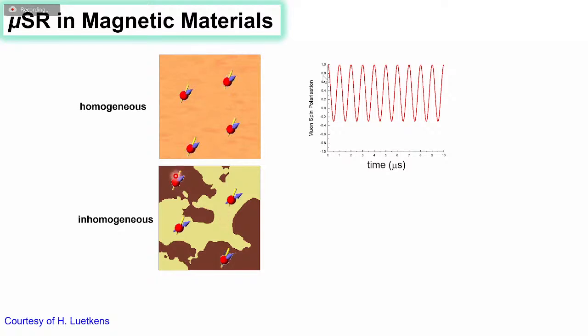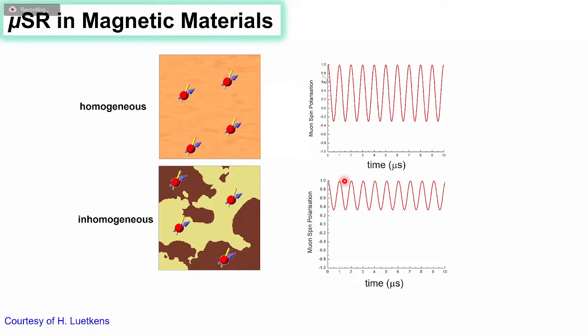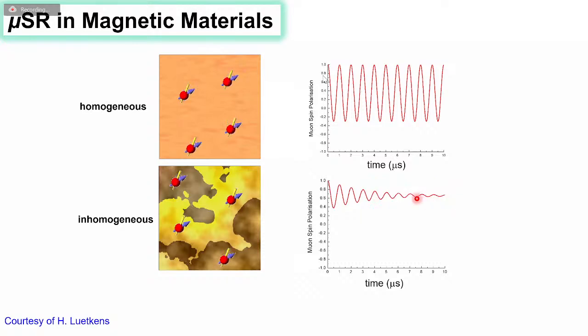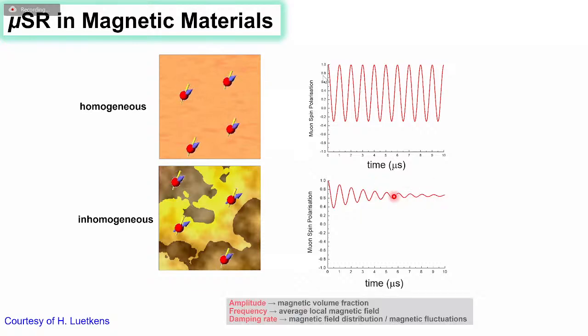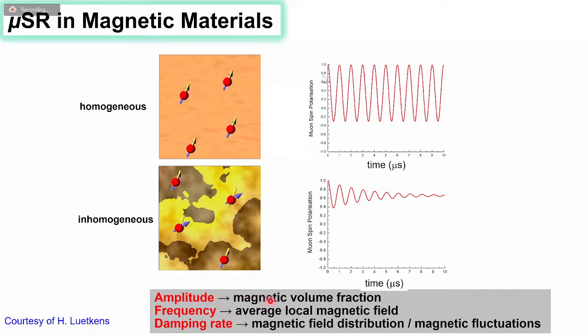When the muon is injected into a long range ordered region, it will do Larmor precession. But in the short range ordered region, the muon will just relax without Larmor precession. So the asymmetry curve will not show oscillation, but it will damp like this. There is a damping here. The amplitude will tell us about the magnetic volume fraction, the frequency will tell us about the average local magnetic field, and the damping rate will tell us about the magnetic field distribution or magnetic fluctuations.